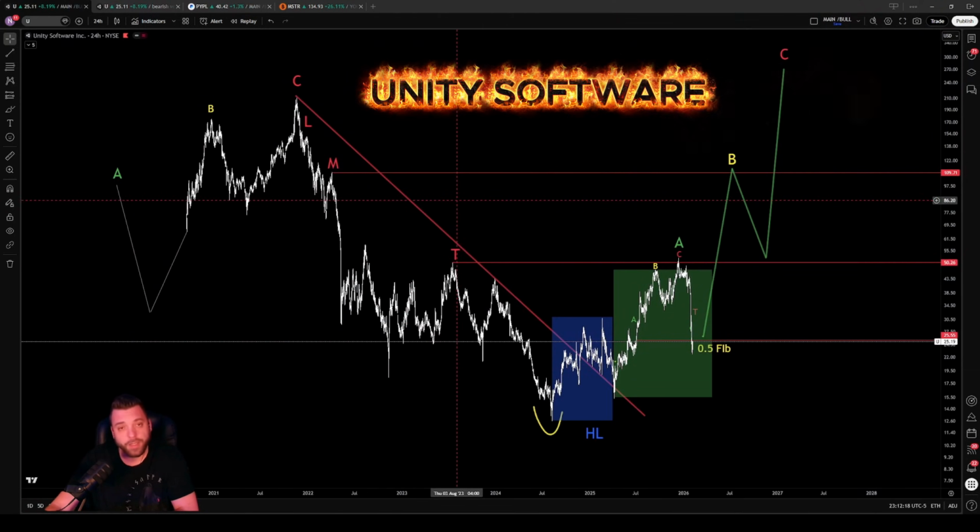For Unity Software, I just can say it's perfectly playing after the rules, one by one. And it also perfectly shows you fundamentals don't matter, news don't matter, who is buying, who is selling, don't matter.